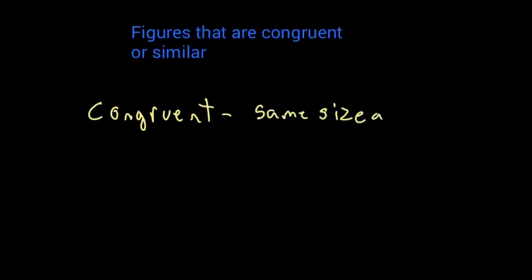Alright, we're going to talk about figures that are congruent or similar, and we're going to start with congruent. And congruent means that they are the same size and shape. So, if we have two figures, say we have two triangles, they have to be the same size and the same shape.